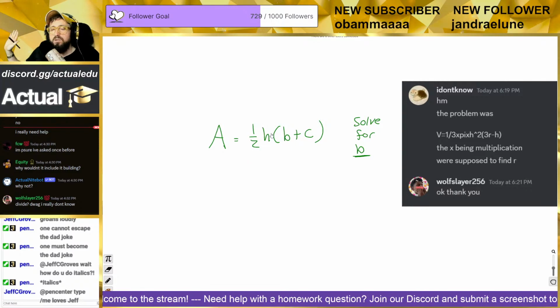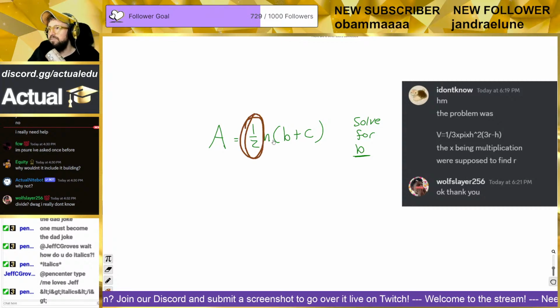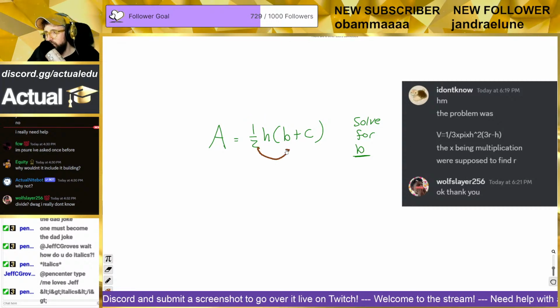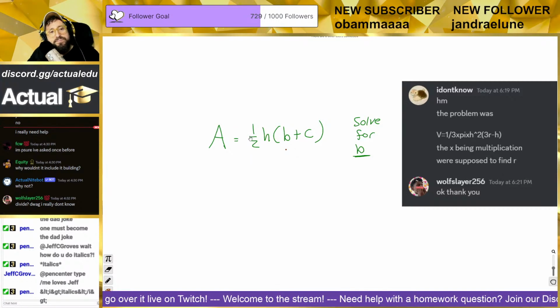Here's how algebra works. You're just trying to strip everything off of this somehow. And in order to do that, you just need to do the opposite of what's happening to it. So I'm gonna show you here, Wolf. 1/2 is being multiplied by all of this stuff, right? I'm trying to get to this eventually. What is the opposite of multiplying something?